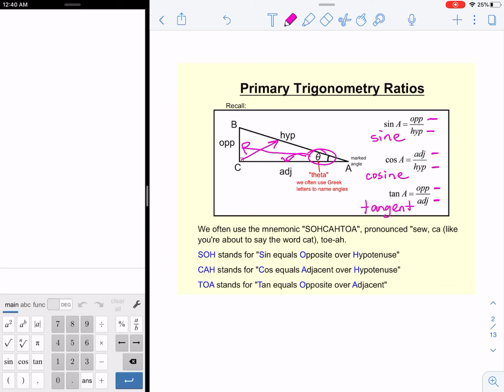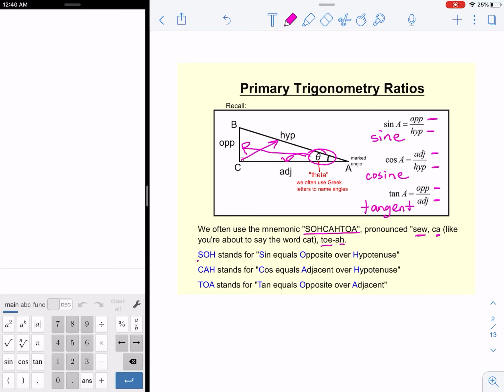We often use this mnemonic down here, so it's called SOHCAHTOA. S-O-H is pronounced "so." Ka, like you're about to say the word cat, and then toa. So SOHCAHTOA. Say that word many times in your head, and know how to spell it as well. If you can't spell it, then it's no good to you.